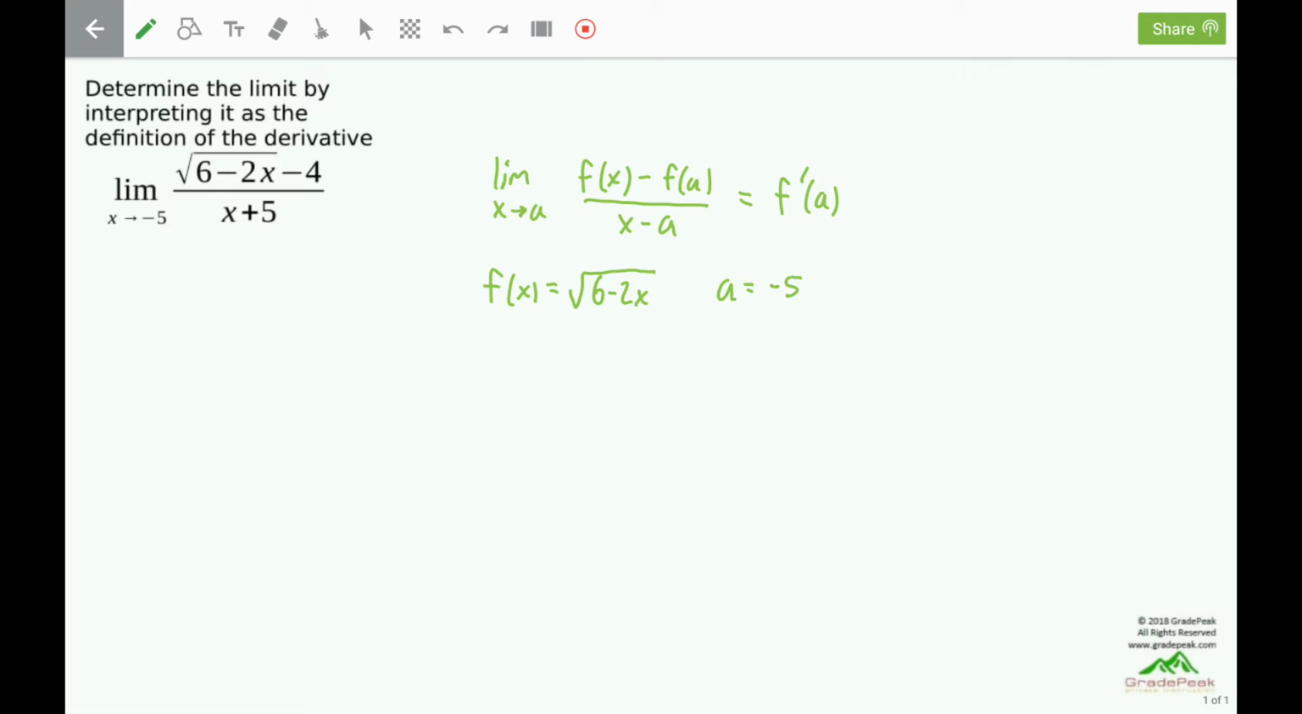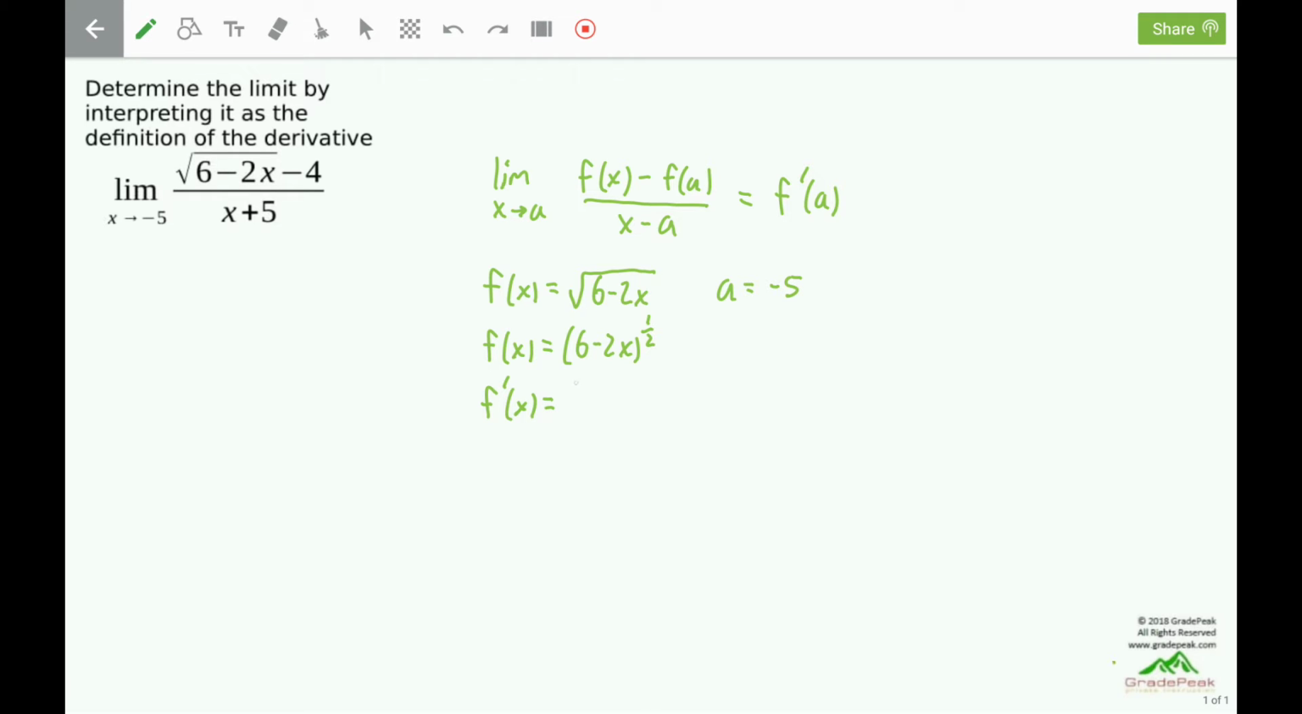Now what we need to do is find the derivative and evaluate it at a instead of working out the limit directly. So we're going to take the derivative of this f of x. I'm going to rewrite it first. Square root means first power, second root, 1/2 power. Before we take the derivative, we'll want to rewrite it like that.